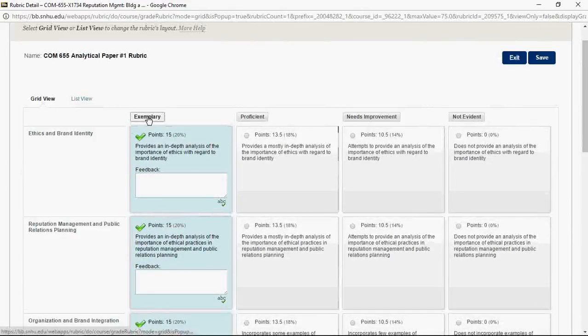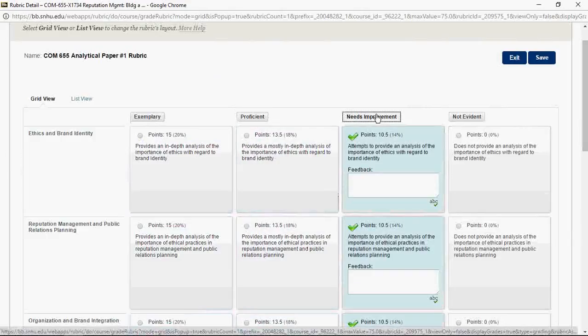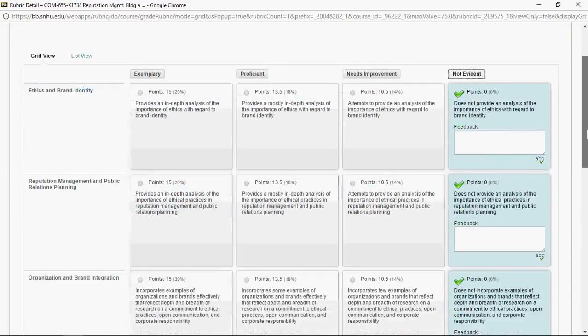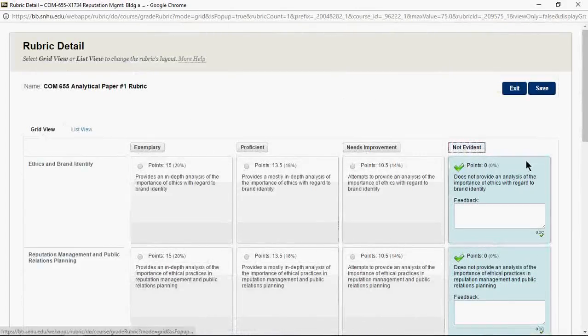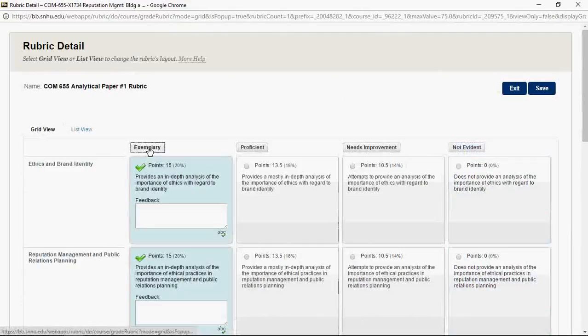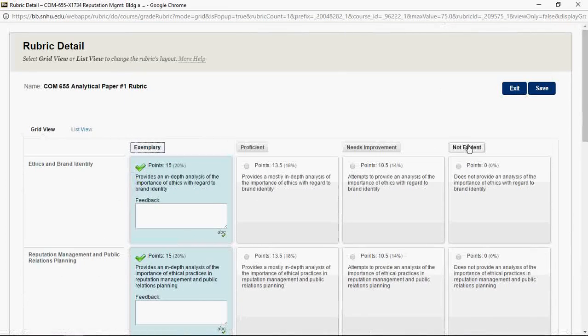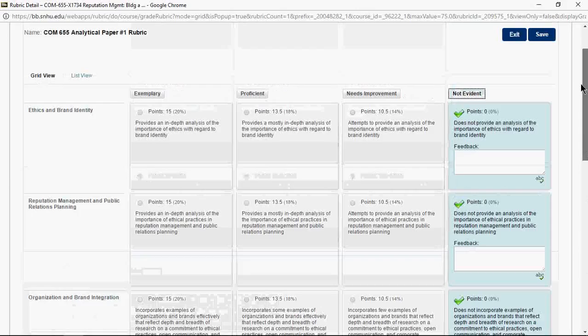I already have exemplary highlighted, and what I'm showing here is that faculty have an opportunity to simply check this, and it highlights or selects everything in that column. I rarely use these. If I am going to use these, I'll use it for exemplary because the paper was just outstanding, or for not evident, they didn't submit the work. If you don't submit the work, it's not evident.